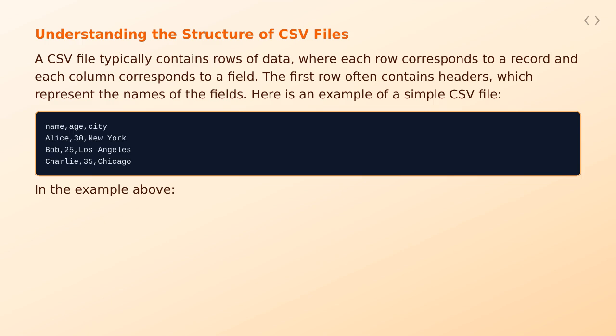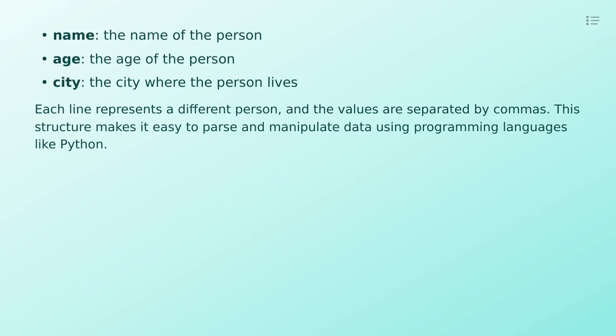In the example above, first, name, the name of the person, also, age, the age of the person, finally, city, the city where the person lives. Each line represents a different person, and the values are separated by commas. This structure makes it easy to parse and manipulate data using programming languages like Python.